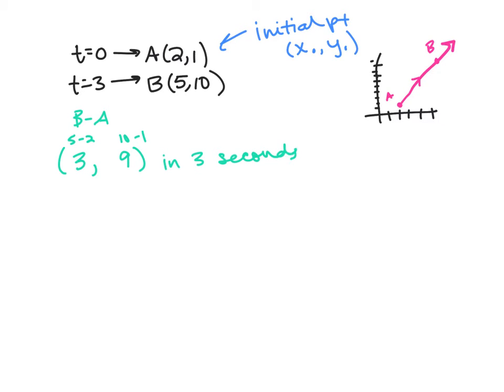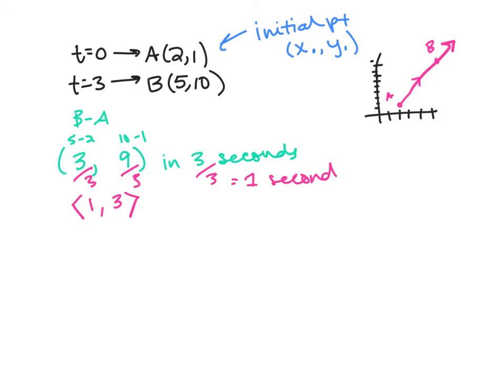So if we want to switch that to be in 1 second, we just divide everything by 3 to get us to 1 second. So if we divide each thing in the vector by 3, that tells us our velocity vector here would be 1, 3. So that's how much this point moves every 1 second.